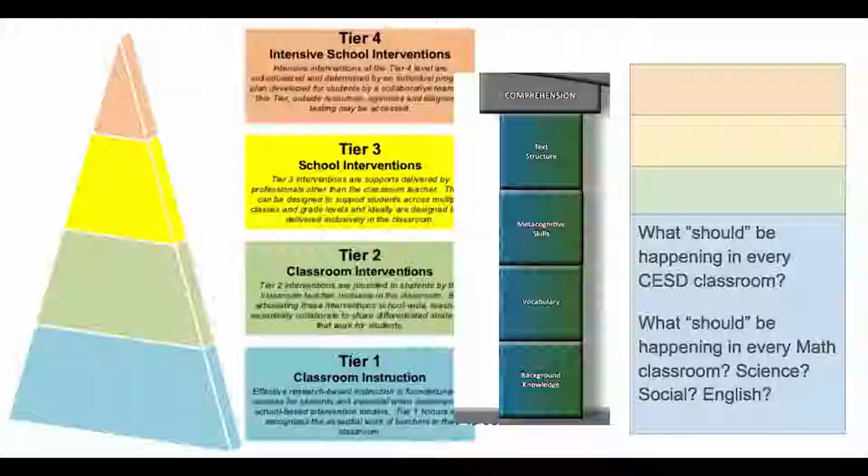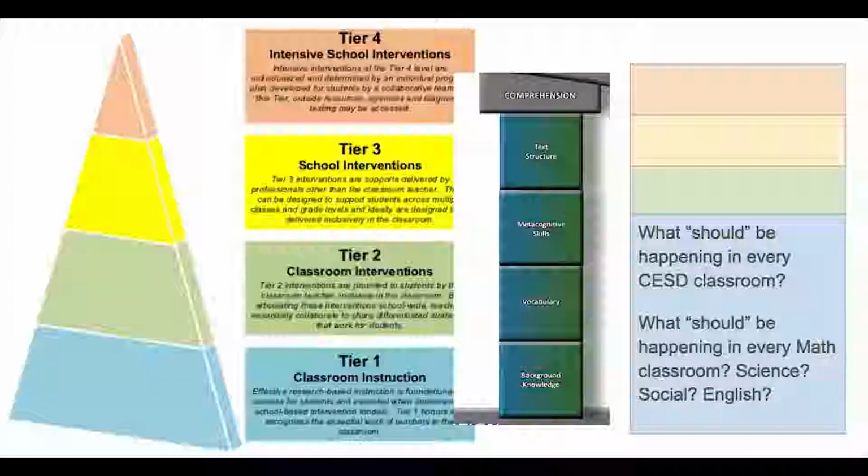Now, this secondary literacy group asked these questions, and the way that we worded these questions of what should be happening in every classroom and what should be happening in every math classroom, science classroom, social classroom, English classroom, it's a dangerous way to word those questions.